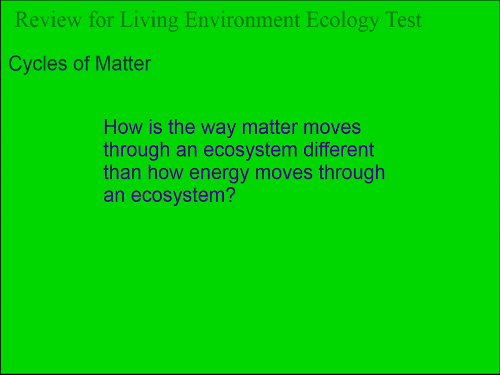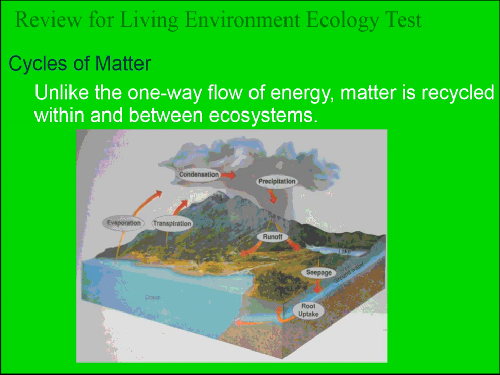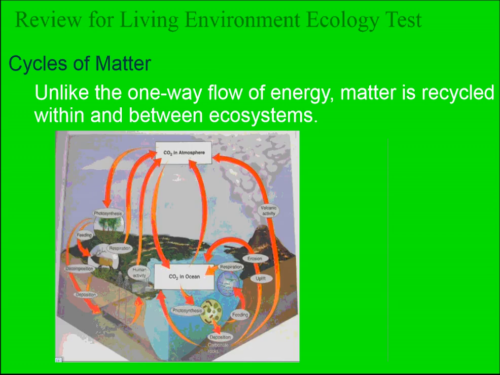Now let's talk about cycles of matter. How is the way matter moves through an ecosystem different than the way energy moves through an ecosystem? Unlike the one-way flow of energy, matter is recycled within and between ecosystems. Here we see the carbon cycle. Remember, energy gets used up, but matter, like these atoms of carbon, just move around the ecosystem. They do not get used up.